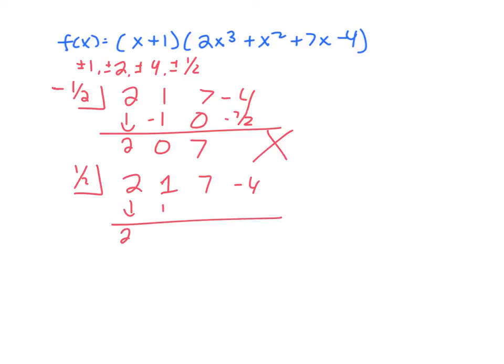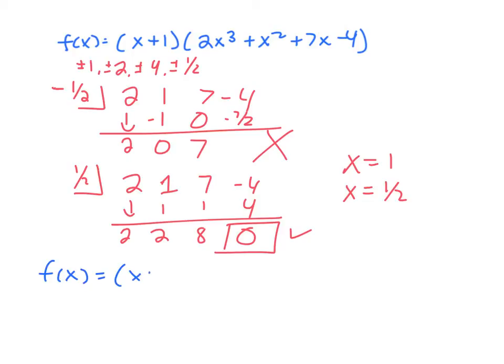2 times 1/2 is 1. 1 plus 1 is 2. 2 times 1/2 is 1. 7 plus 1 is 8. 1/2 times 8 is 4. -4 plus 4 is 0. Okay, so there it is. There's the rational zero. So so far we found that x equals -1 is a zero, and now we just found x equals 1/2 is another zero.